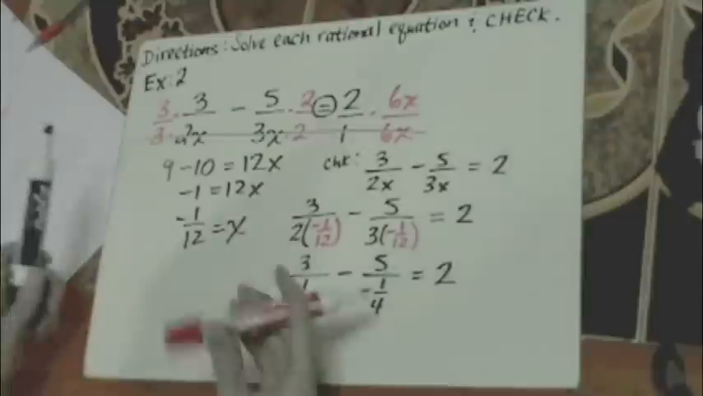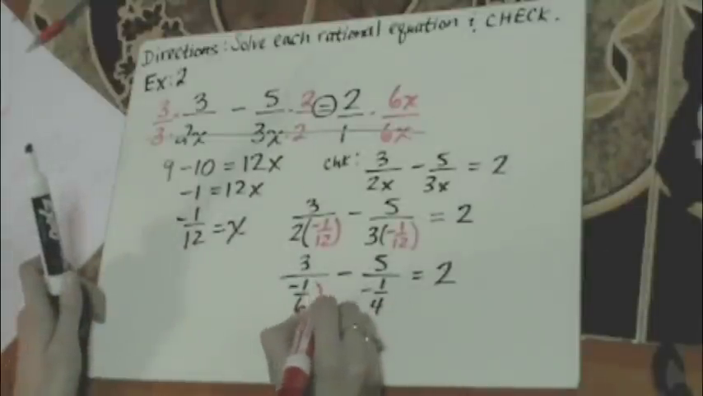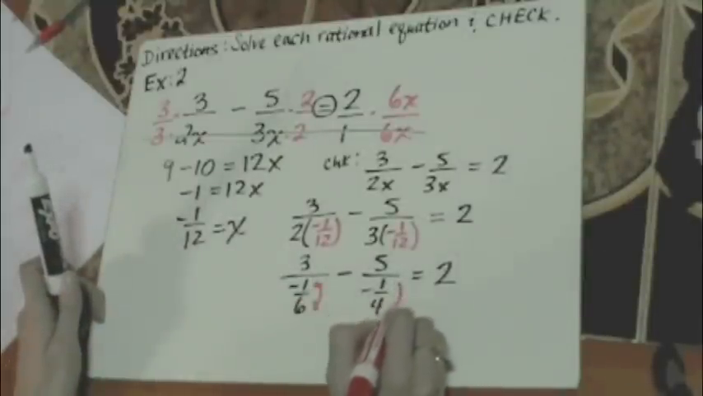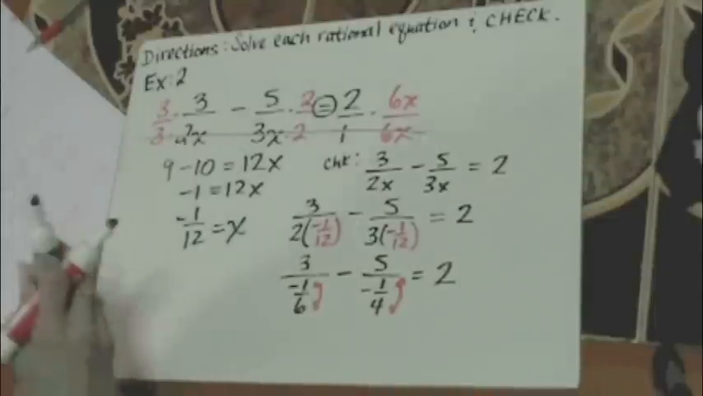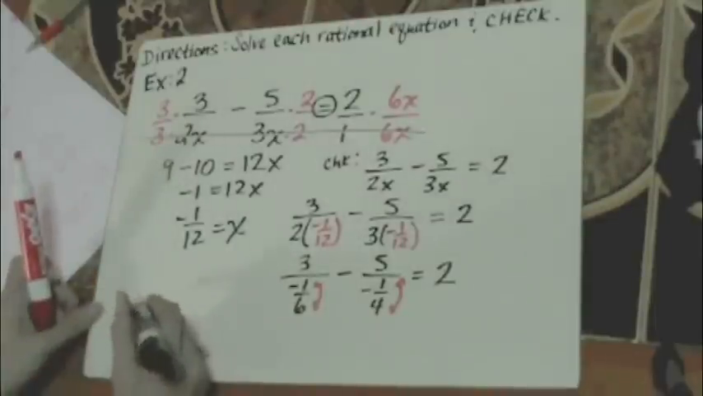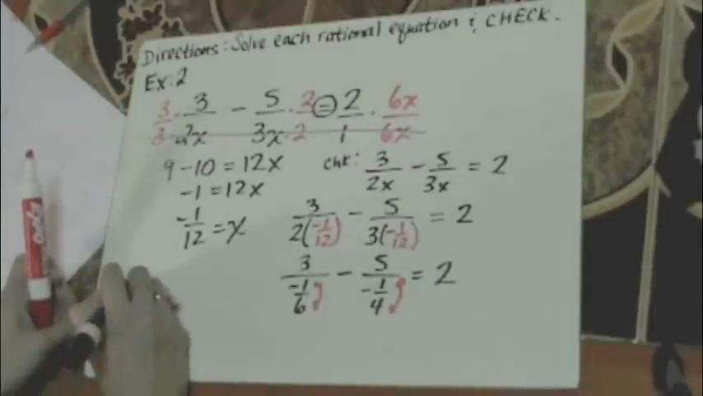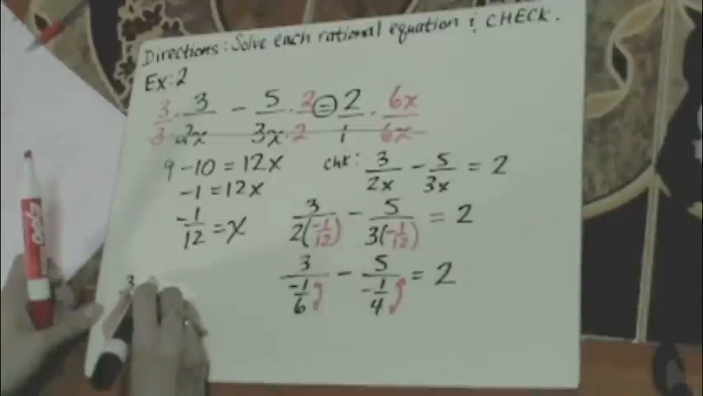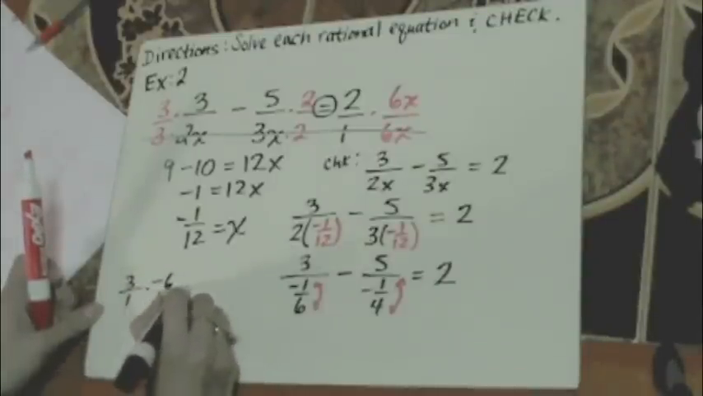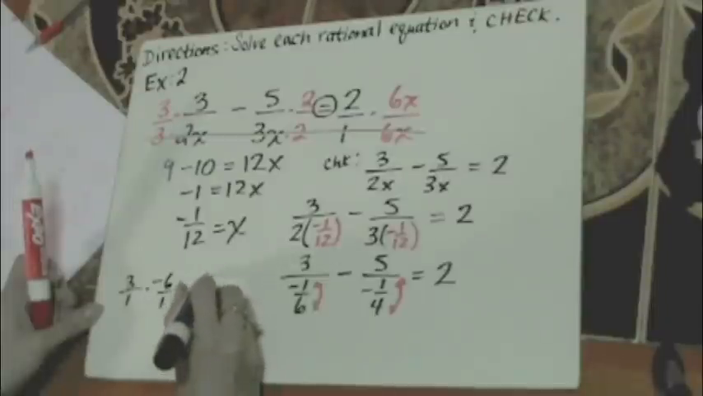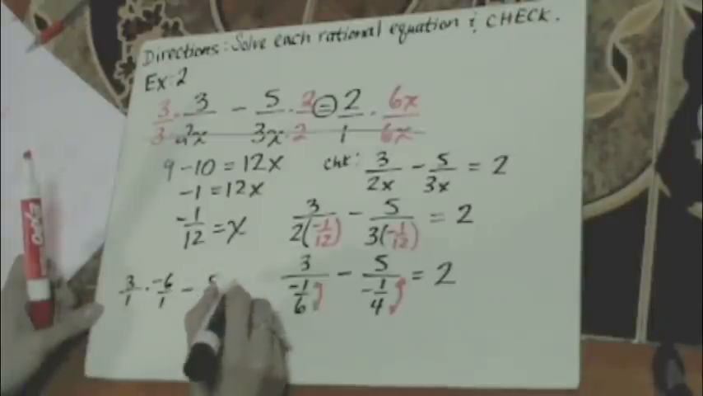So I've got a fraction here, so I'm going to have to multiply by the reciprocal. And I've got another fraction here, I'm going to multiply by the reciprocal. So I'm going to bring this over here. So I've got 3 over 1 times, flip that, and that's going to be negative 6 over 1, minus 5 over 1 times negative 4 over 1.